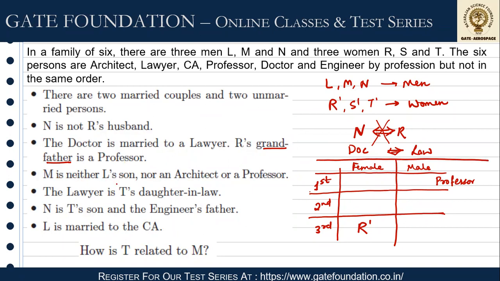So M is neither L's son. So if I talk about M, he's not related to L. His son is not there. Then he's not architect. Then he's not professor. The lawyer is T's daughter-in-law. Okay, now T's daughter-in-law, but lawyer is some on the female side.